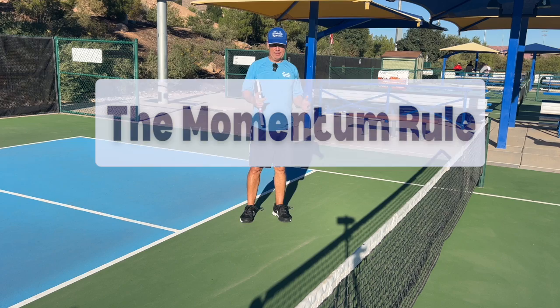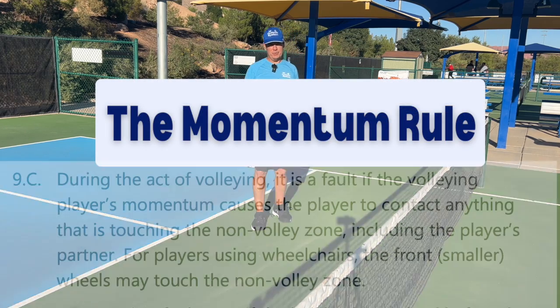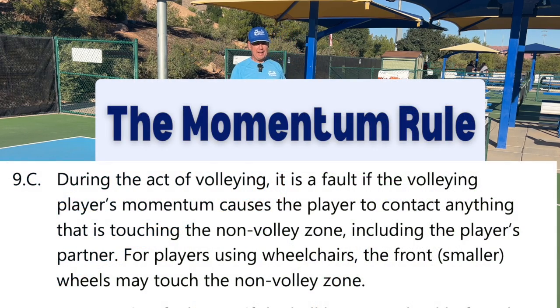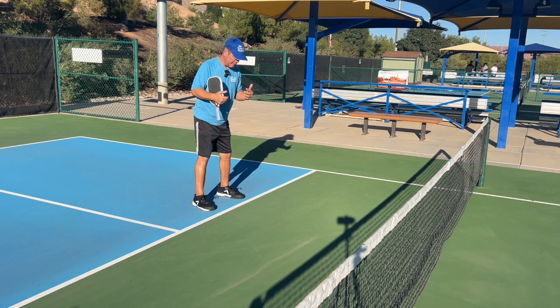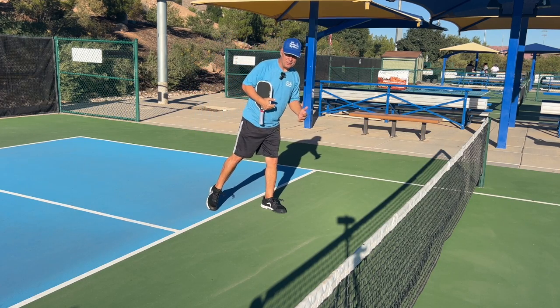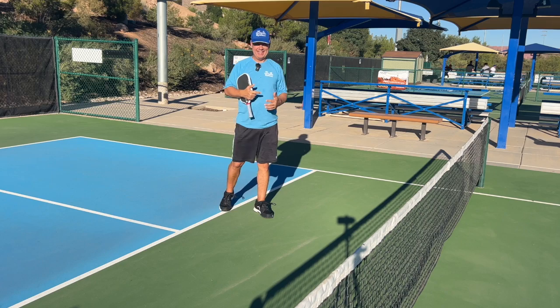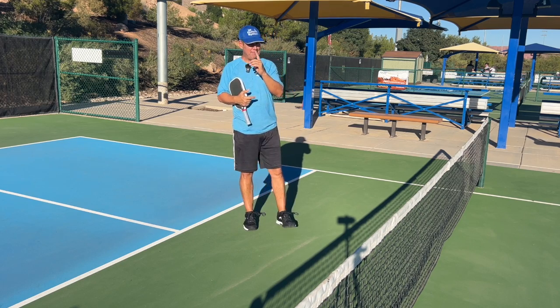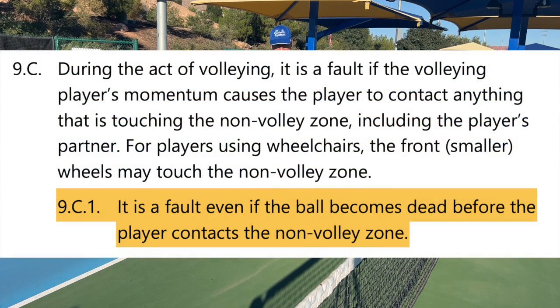This is called the momentum rule. This is rule 9C in the rules. And what the rule says is that if any part of my body, as I'm hitting the volley, goes into the non-volley zone as part of that volley, it's a fault, even if the ball is dead. So don't get distracted by the ball hit the fence, the ball bounced 3 times.